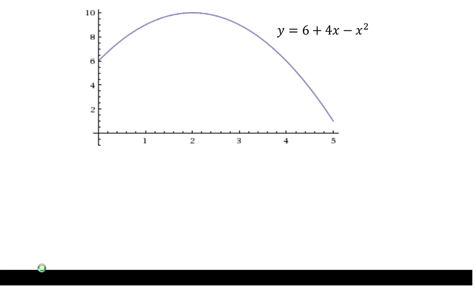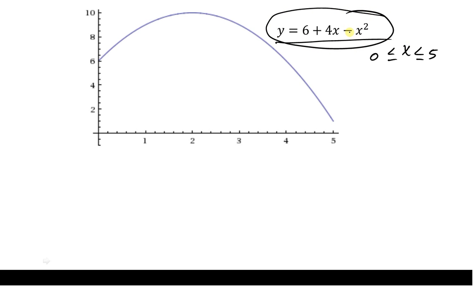Now here we're going to have an example. In fact, we're going to have two examples. We have a function y equals 6 plus 4x minus x squared, and we are looking at it over the interval between 0 and 5. In this particular case, you can already see what the absolute min and max are, but pretend you had not looked at the graph and you just had the function. And here is what you would do.